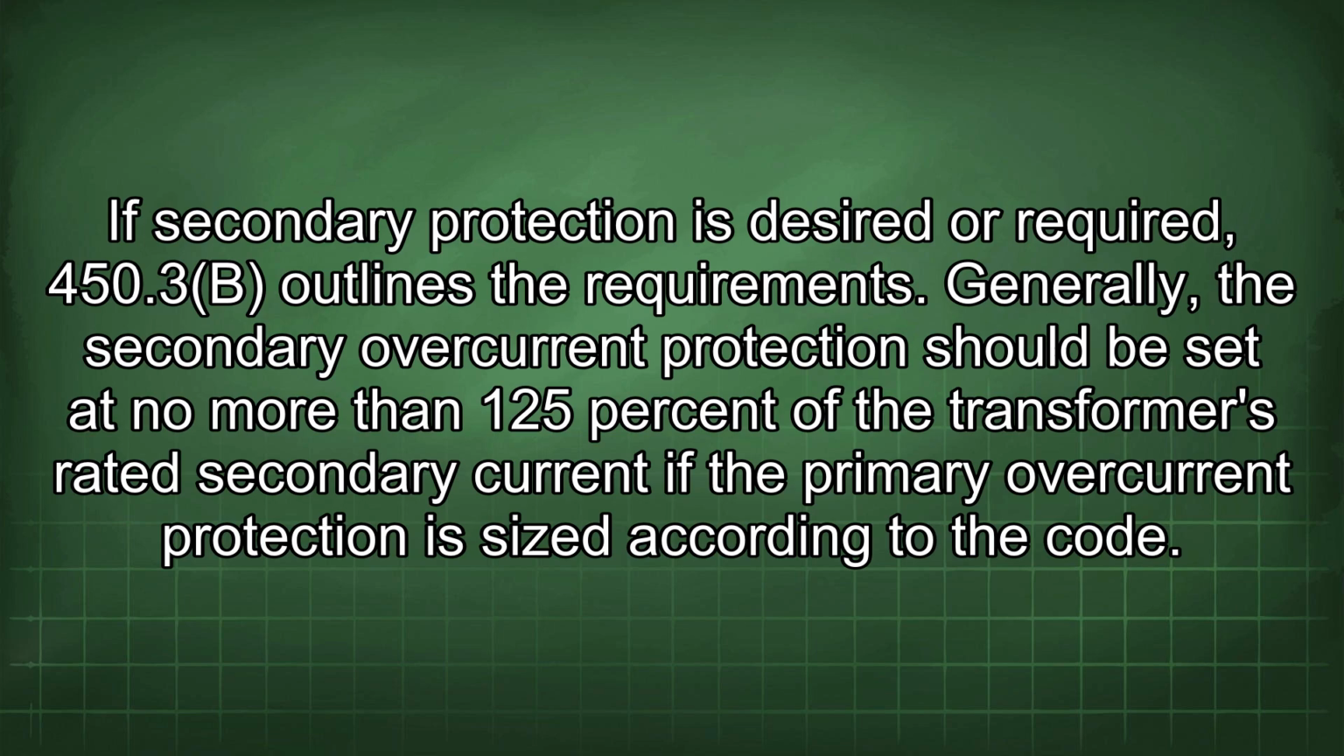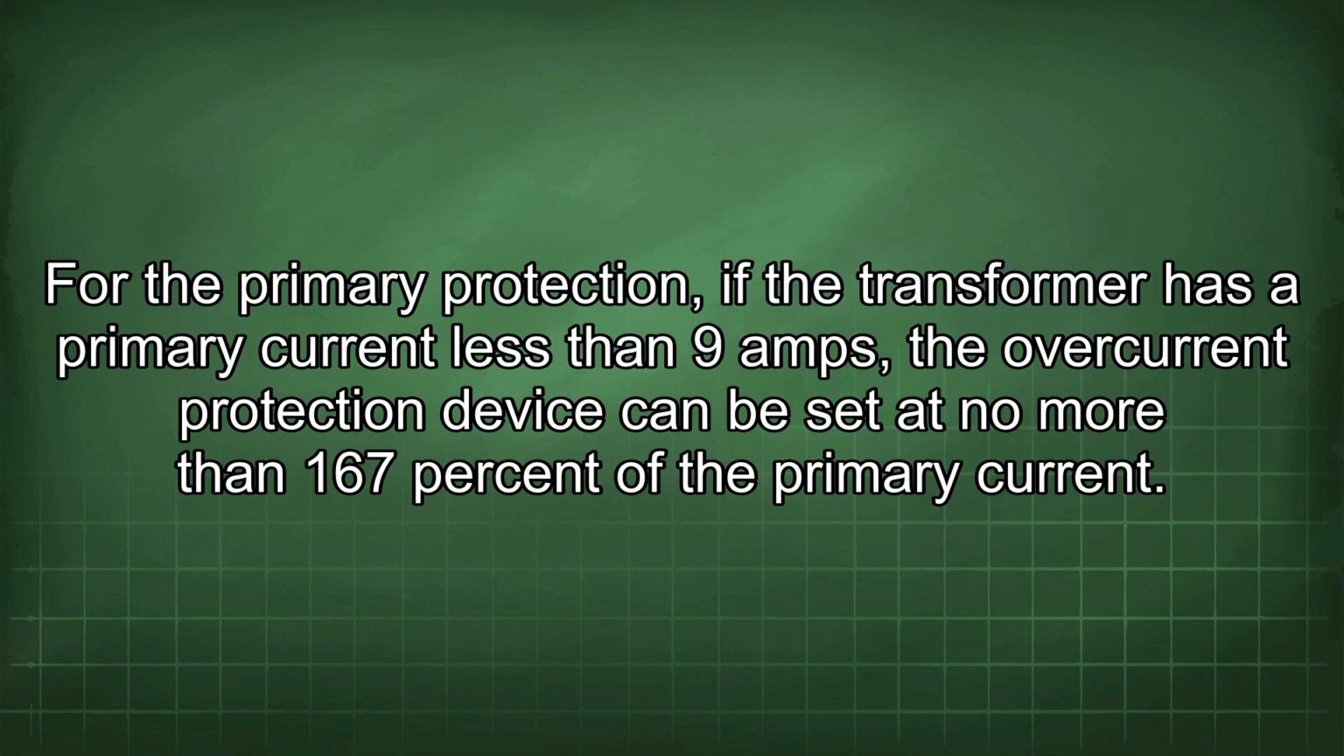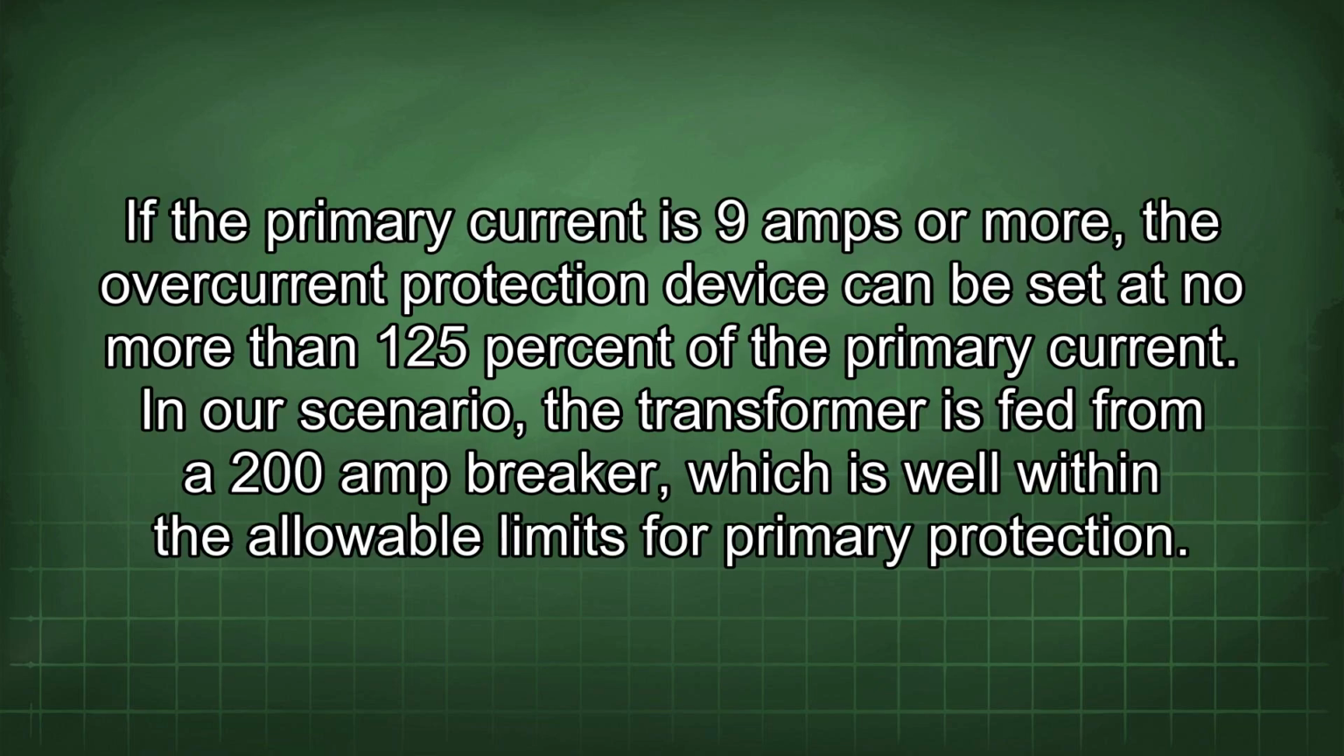Generally, the secondary overcurrent protection should be set at no more than 125% of the transformer's rated secondary current if the primary overcurrent protection is sized according to the code. For the primary protection, if the transformer has a primary current less than 9 amps, the overcurrent protection device can be set at no more than 167% of the primary current. If the primary current is 9 amps or more, the overcurrent protection device can be set at no more than 125% of the primary current.